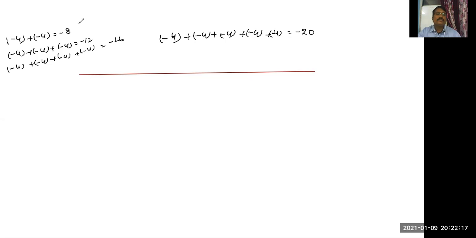So see this: 2 into minus 4 is equal to minus 8. Next, 3 into minus 4 is equal to minus 12. 4 into minus 4 is equal to minus 16. Next, 5 into minus 4 is equal to minus 20. So that means multiplication is nothing but repeated addition.